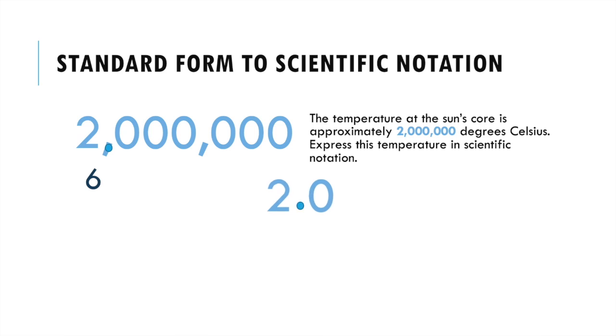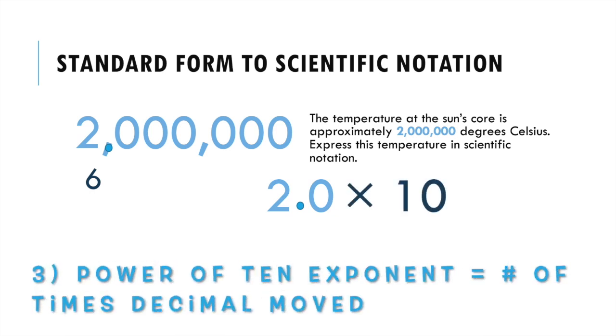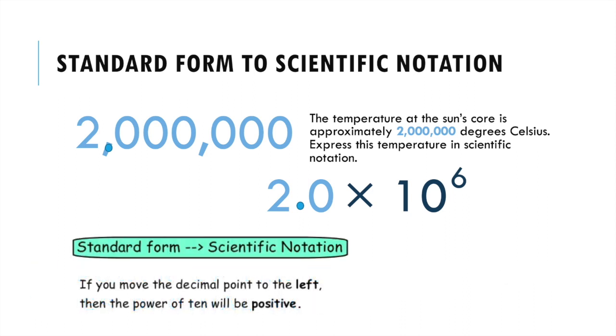So the beginning of my scientific notation number is going to be 2 or 2.0. And then my power of 10 is going to have an exponent of how many times I moved that decimal, 10 to the 6th power. And if I move the decimal to the left, which I just did, that means my power of 10 will be positive. Pause the video now and copy this into your notes.